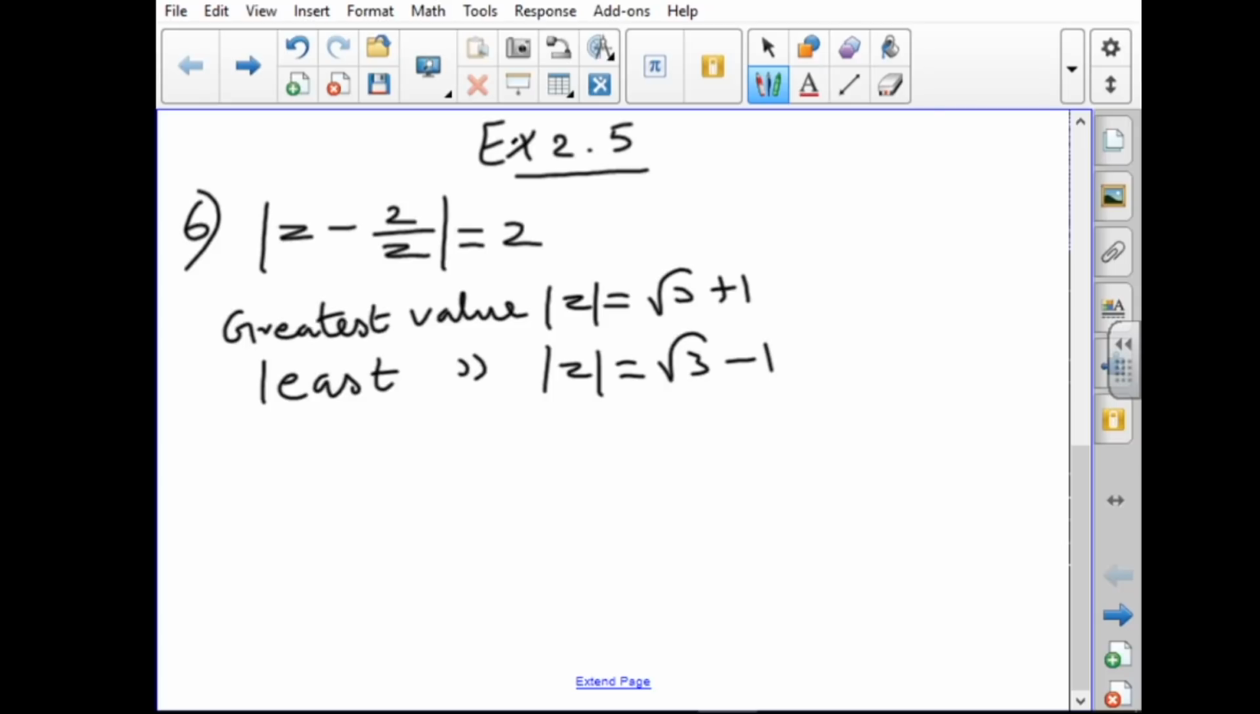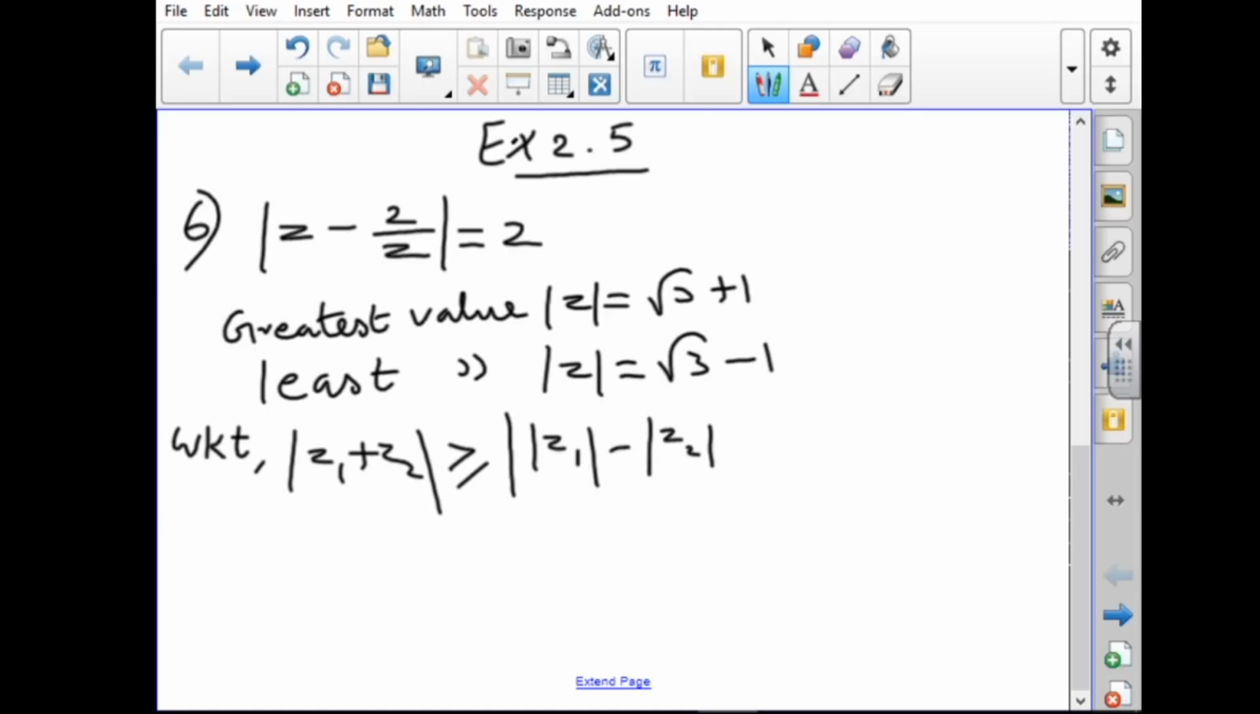So, we know that, this we have used in problem number 5, this property: modulus of z1 plus z2 is greater than or equal to modulus of z1 minus modulus of z2. This is a property, this also we have seen already and we also have used in the problem.